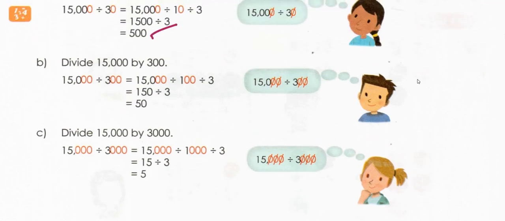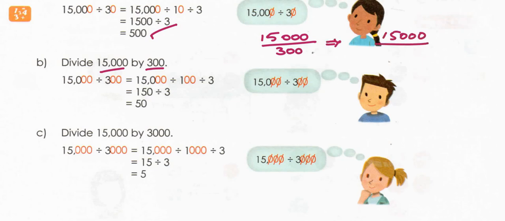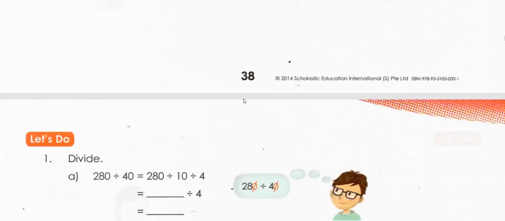This is going to be a little bit tough for you, but practice makes a man perfect. Believe that and then follow it. 15,000 divided by 300. You keep 15,000 as it is. 300 is nothing but 3 into 100. Now you cancel this. Then it becomes 150 by 3. 3 ones are 3, 3 fives are 15. You copy the 0 as it is, so it becomes 50. See here, 50. Similarly, you can do this.